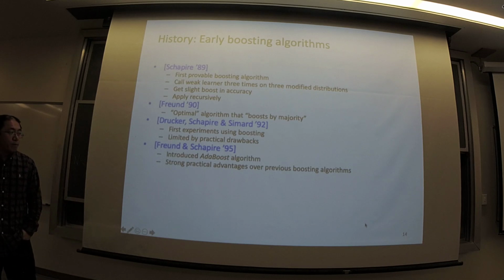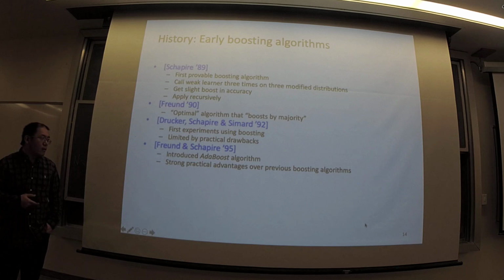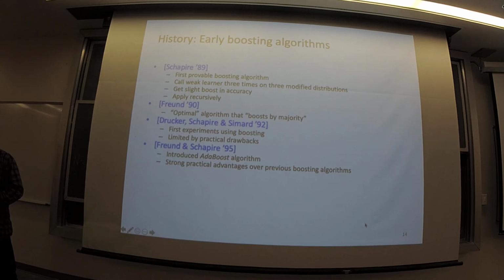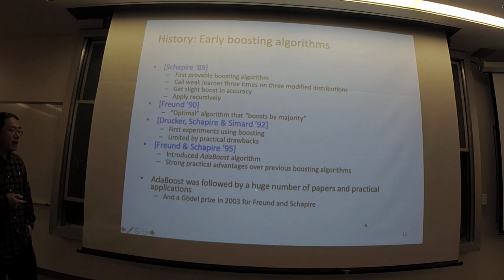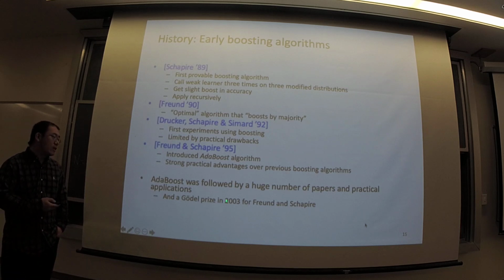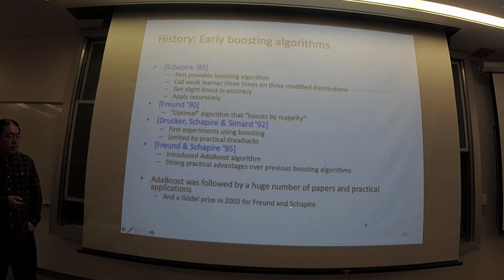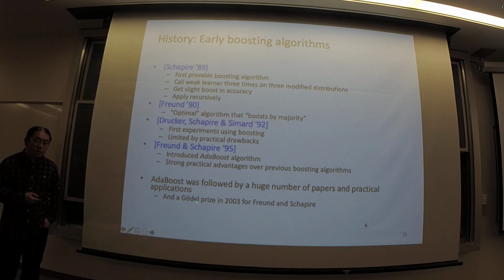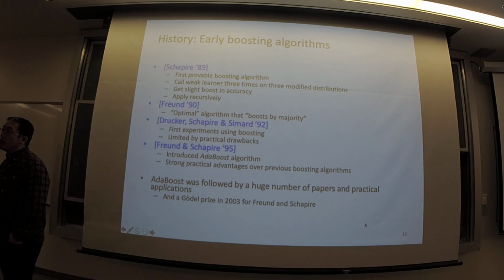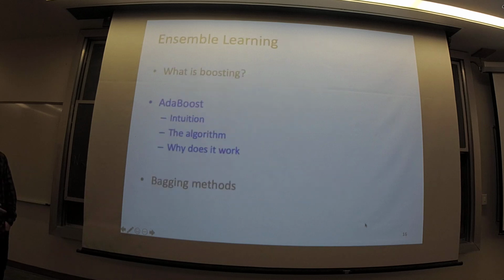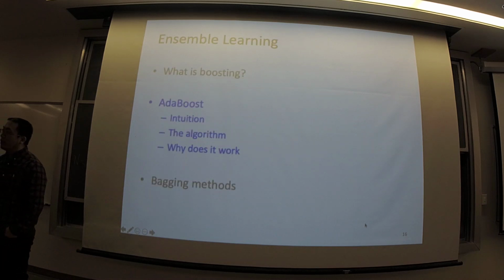And then it became a hot research area for quite a long time, right? It has strong practical advantages over previous boosting algorithms. AdaBoost was followed by a huge number of papers and practical applications. And in 2003, Freund and Schapire won the Gödel Prize, which is the most prestigious award in theoretical computer science. Okay, I think we should stop here, and let us continue.